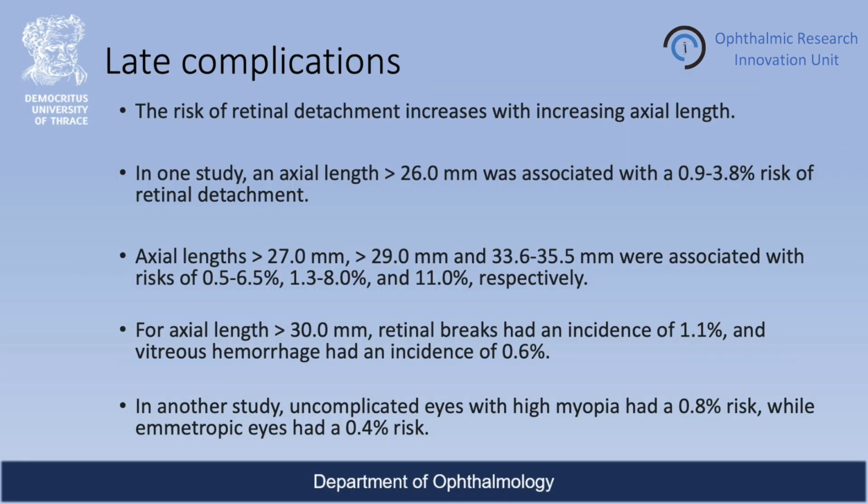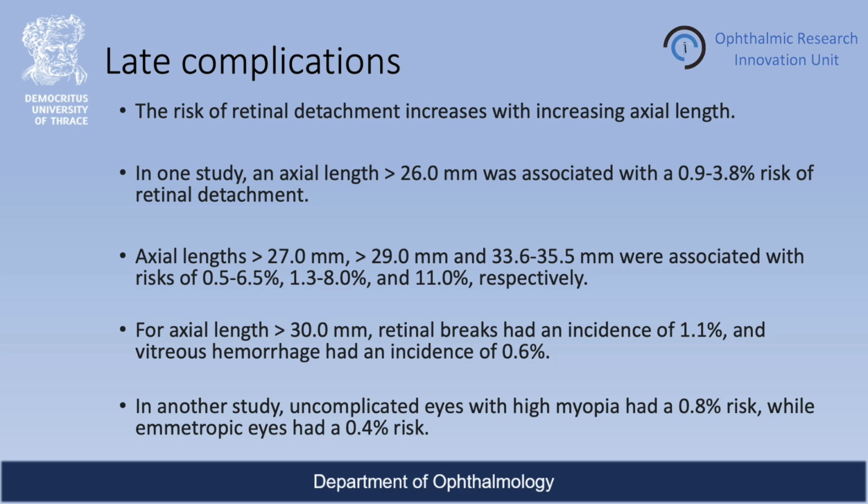Concerning the late complications, we know that the risk of retinal detachment increases with the axial length. An axial length of more than 26 mm is associated with an up to 4% risk of retinal detachment. An axial length of more than 27 mm, 29 mm, and 33 to 35 mm is associated with a risk of retinal detachment of 6, 8, and 11%, respectively.